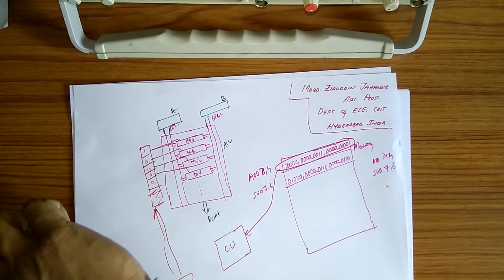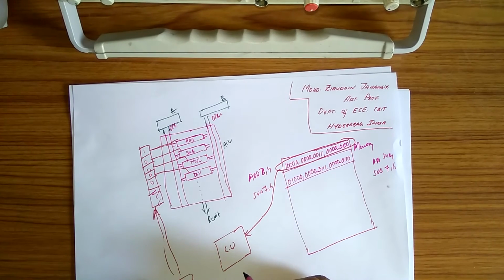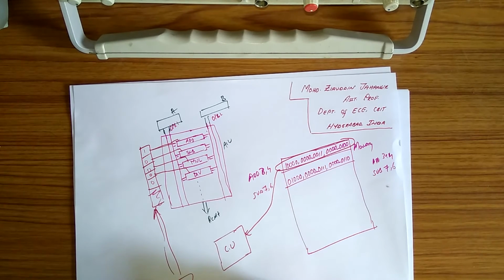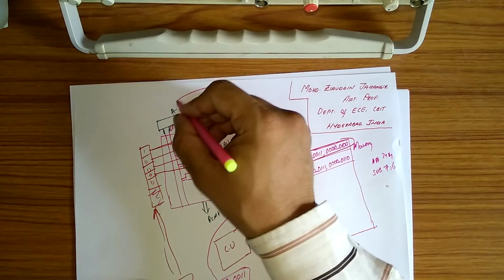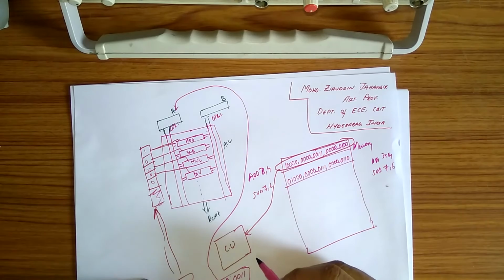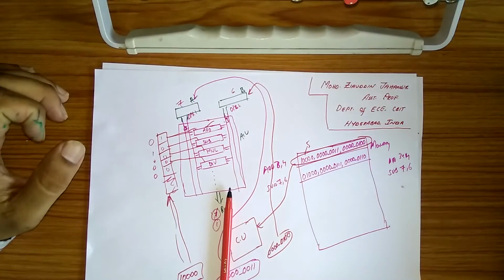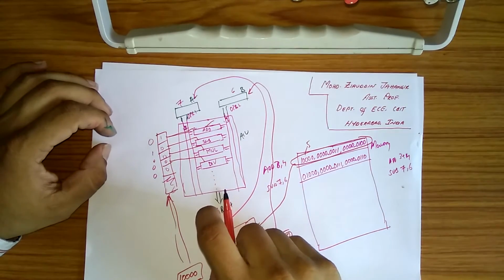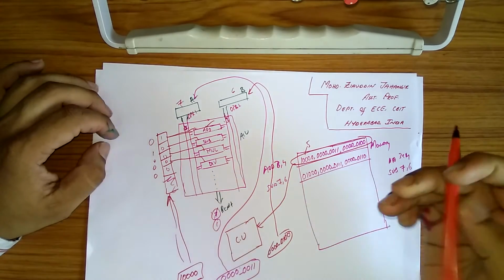And then it should be able to separate the other operand, which is your 00 0011, and give this to your A register. Similarly, the problem with this particular architecture is the size of the instruction.